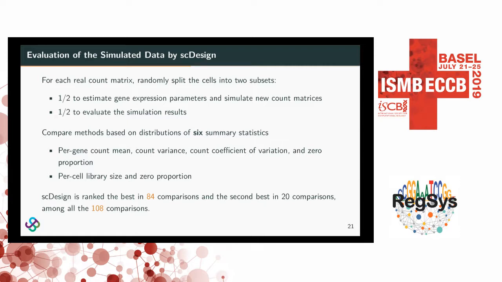We compare the synthetic data with real data based on the distributions of 6 summary statistics: per gene count mean, variance, coefficient of variation, and zero proportion, and per cell library size and zero proportion. In total, we did 108 comparisons. And among those comparisons, our method is the most similar to the real data in 84 comparisons.